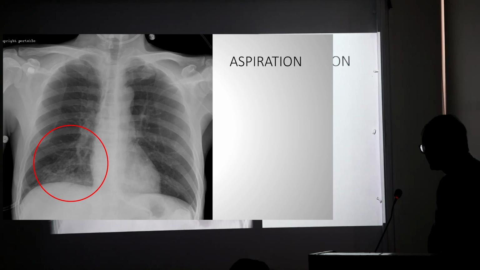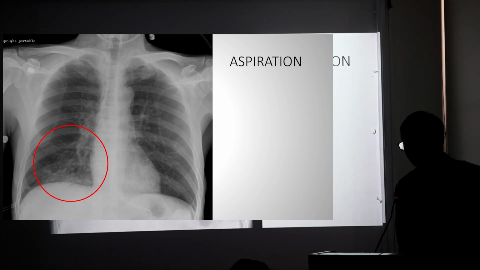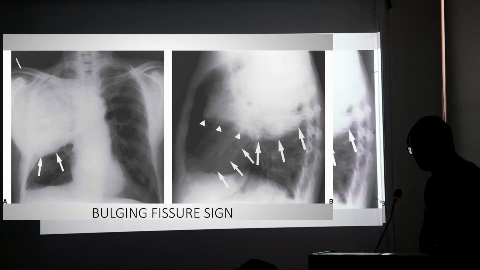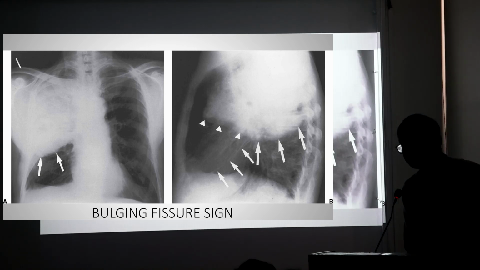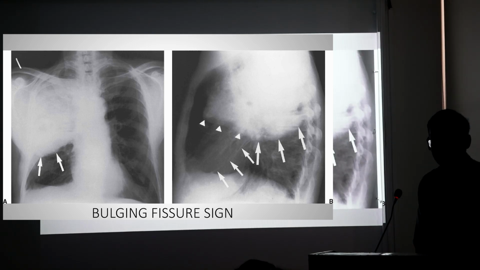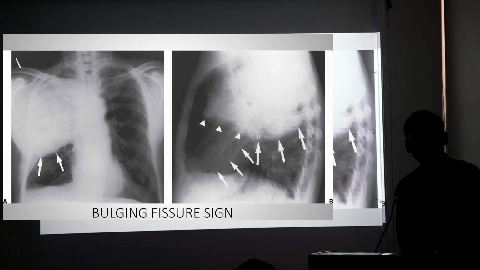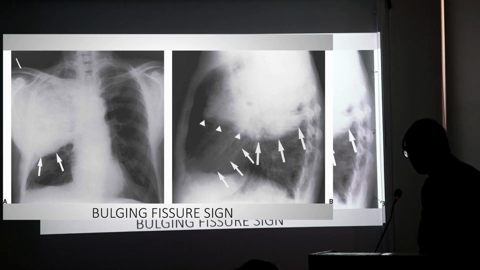Okay, so this is aspiration. If we get such infiltrates in the dependent areas, we always have to think about aspiration. What is this sign called? MCQ? Yeah, this is bulging fissure sign. Specific for? Not always, but it's a book teaching that you might get in Klebsiella.